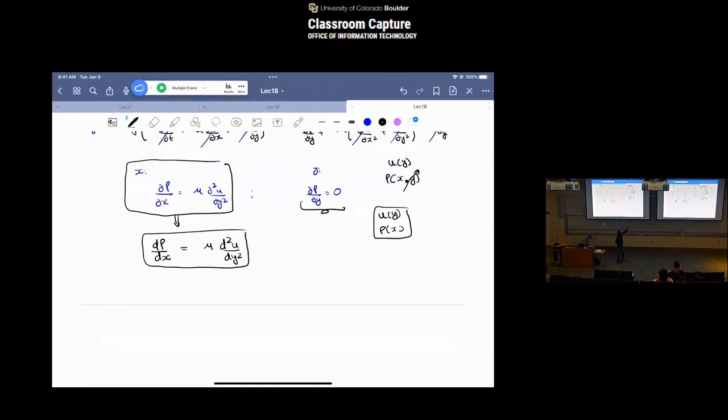And this also agrees with what we got last time. When I did not apply a pressure gradient, I had gotten mu d square u by dy square is equal to 0, because there was no pressure gradient. So same equation as last time, but now I have a pressure gradient, dp by dx.